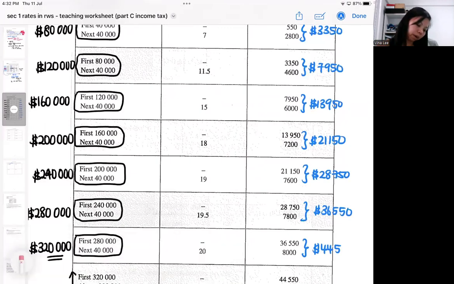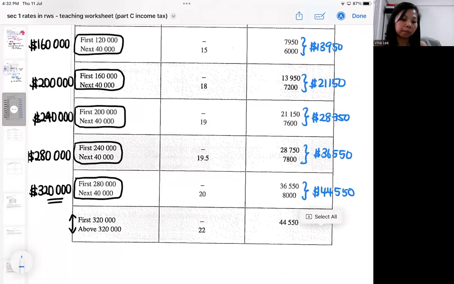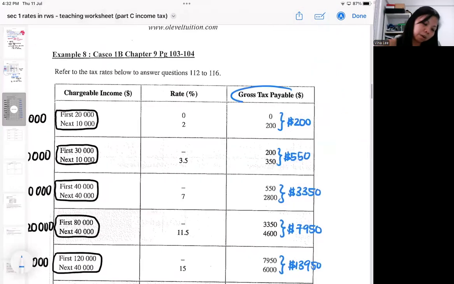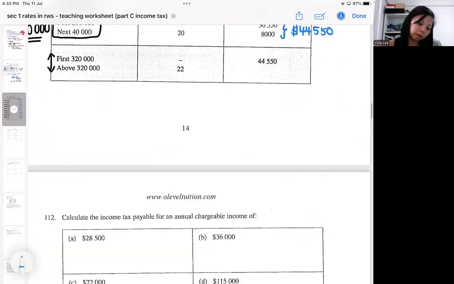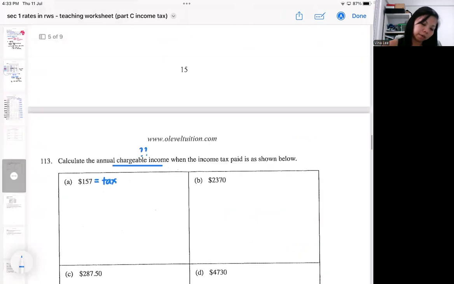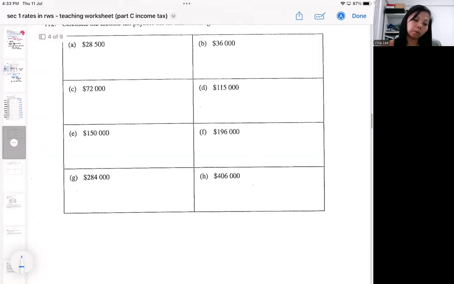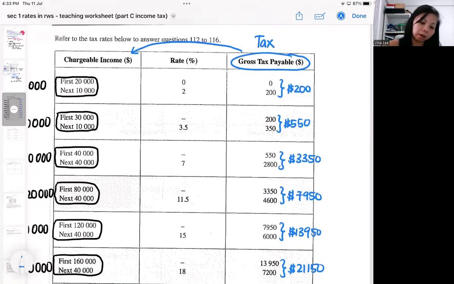So actually, if you understood right, it's quite easy to work backwards, but some will find it very challenging. So you look at the tax column. Now, if you are given the tax, you need to go back to the chargeable income. For example, this $157 tax. So which bracket is it? The $157 tax is in this bracket.